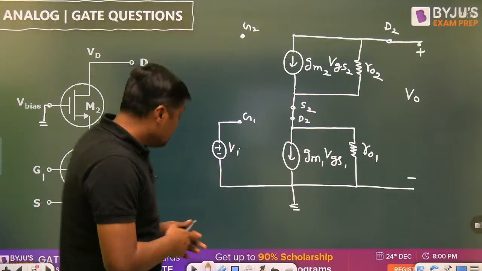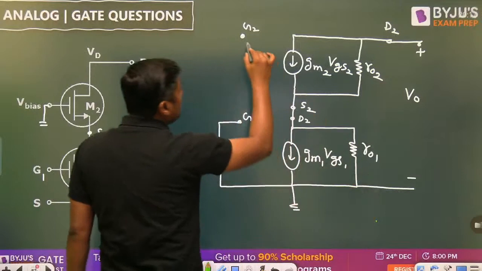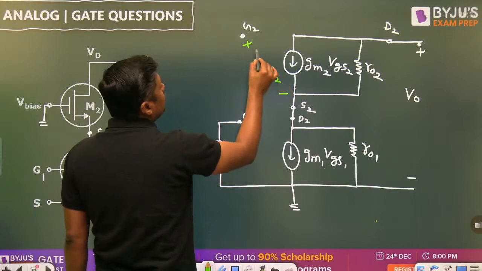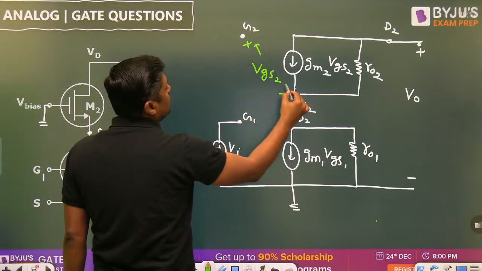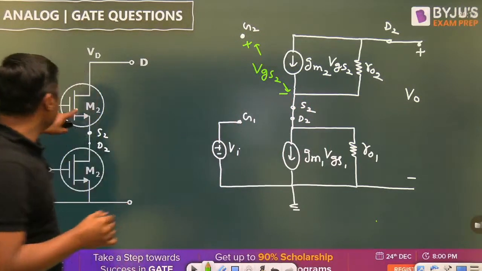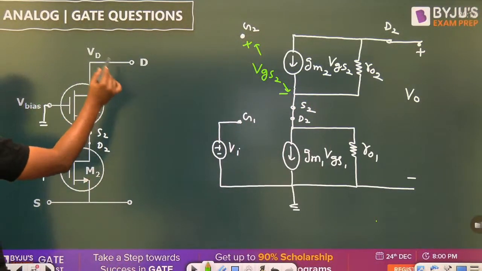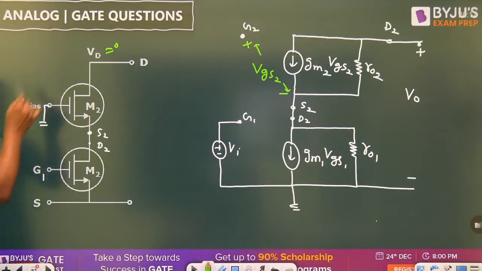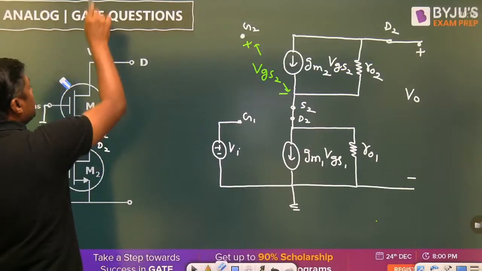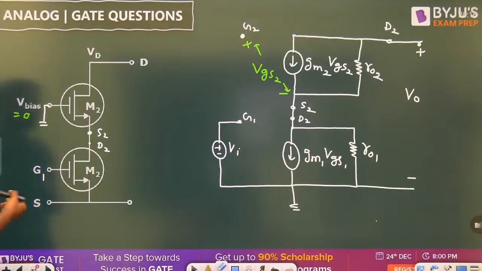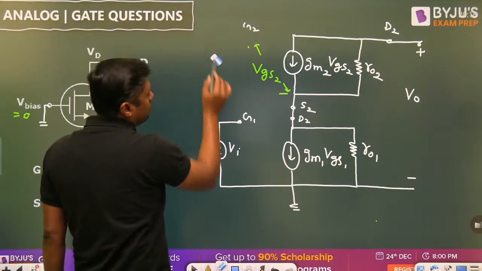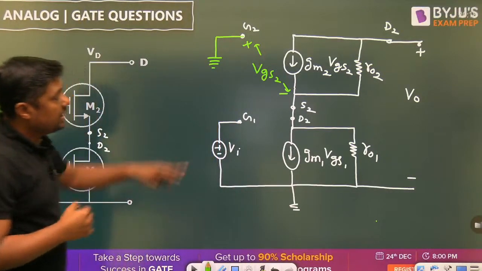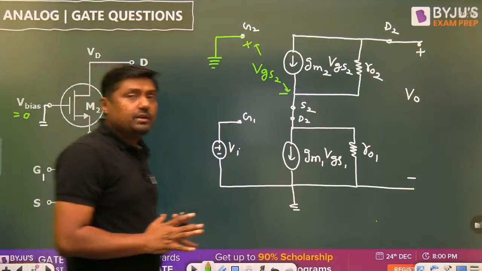GM VGS2 with R02. Now remember one thing. This is the plus minus. This is the VGS2, from this point to this point. And what about G2? When we are doing the AC analysis, this VD will become 0. The VDD is not given, so already VDD will become 0 and the bias will become 0. So this gate is connected to ground. Here it is connected to input. So that is the complete diagram.